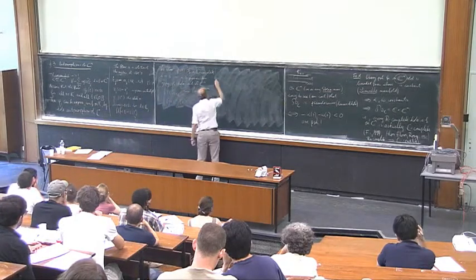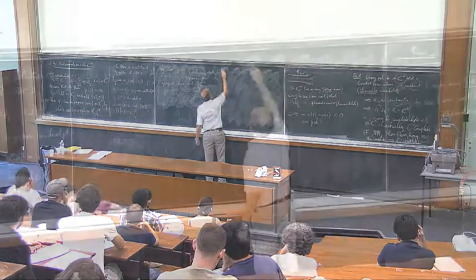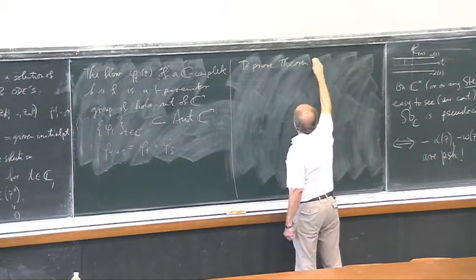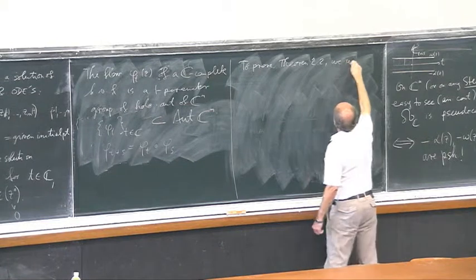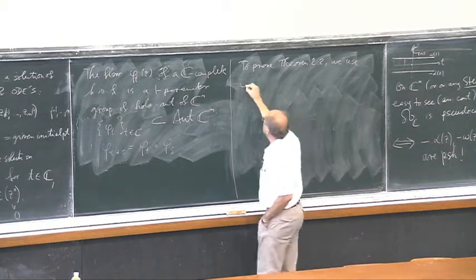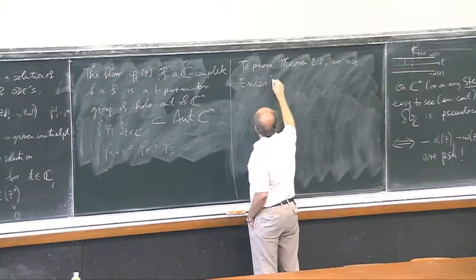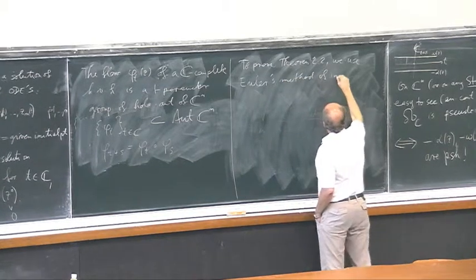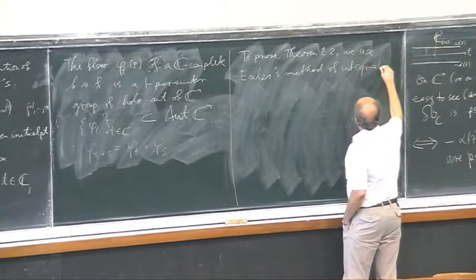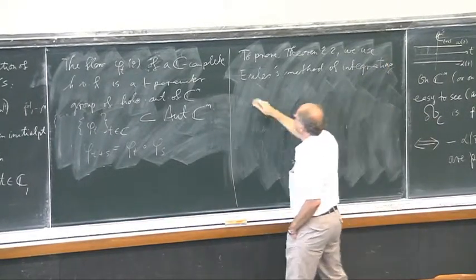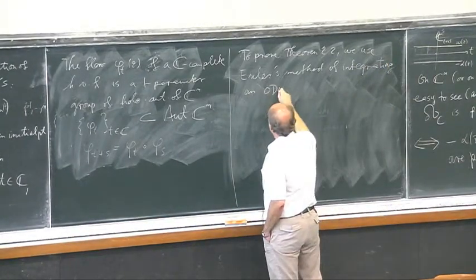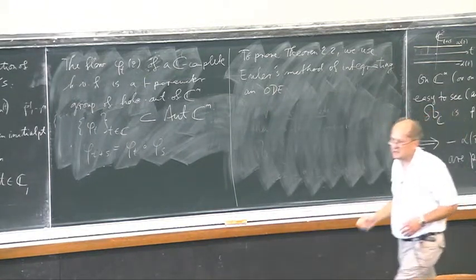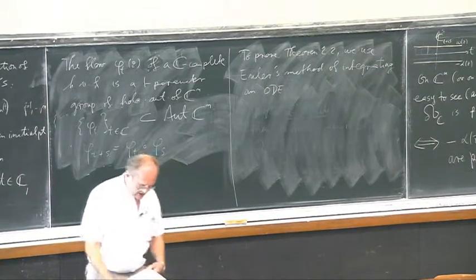So the idea of the proof: to prove the theorem, we use what is usually called Euler's method of integrating an ODE or a system of ODEs. What is Euler's method? So basically, you can state it as follows.